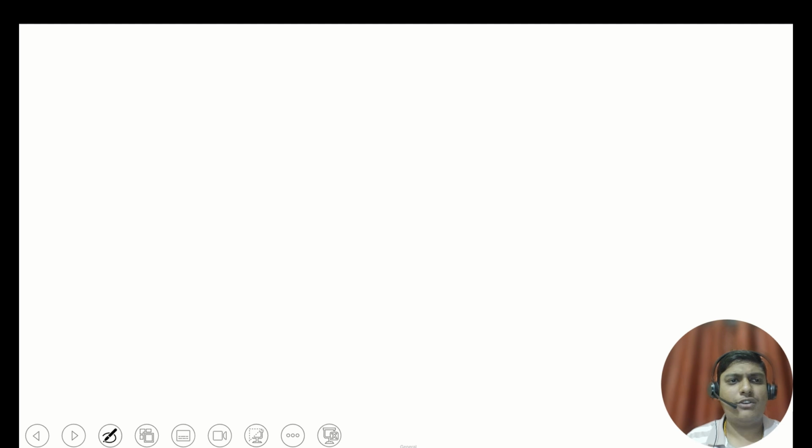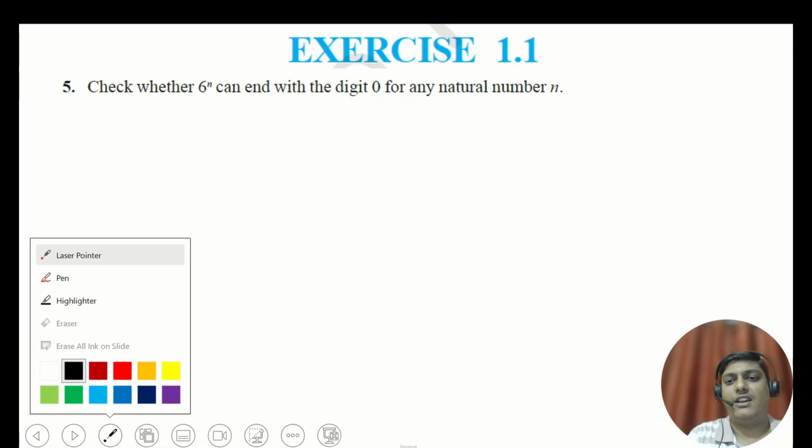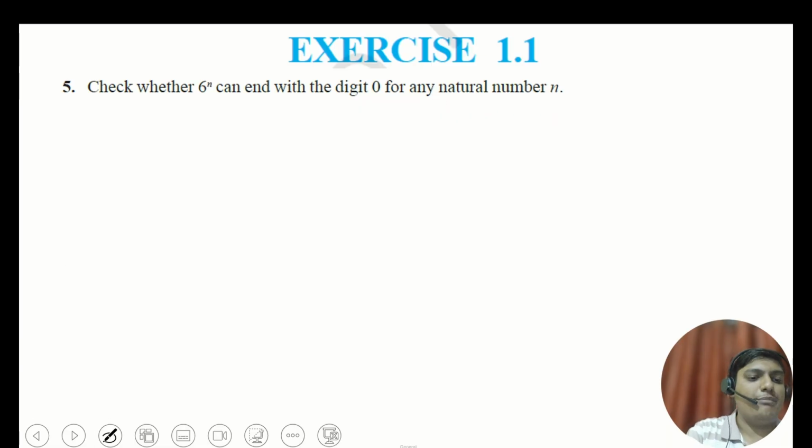Okay, what does question number 5 state? So question number 5 states that check whether 6 power n can end with the digit 0 for any natural number n. Basically they are asking us to check whether this 6 power n can end with the digit 0 for any value of n.